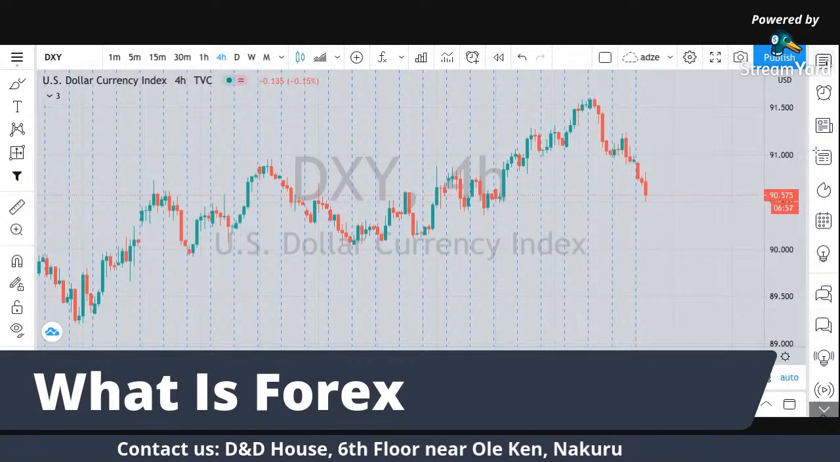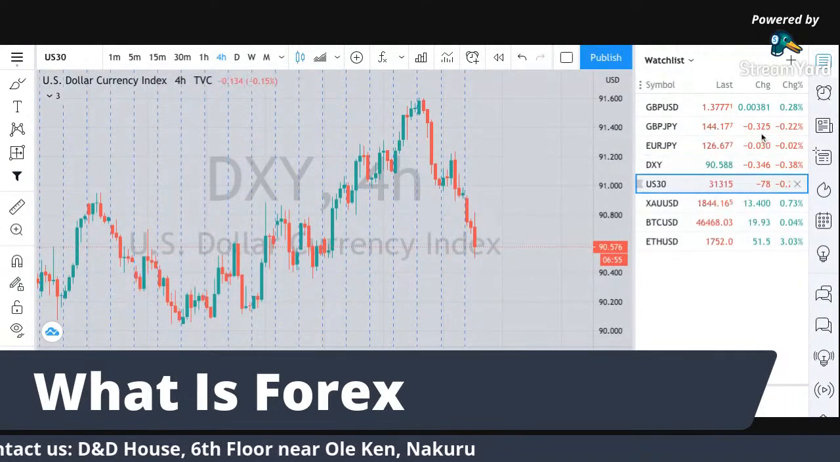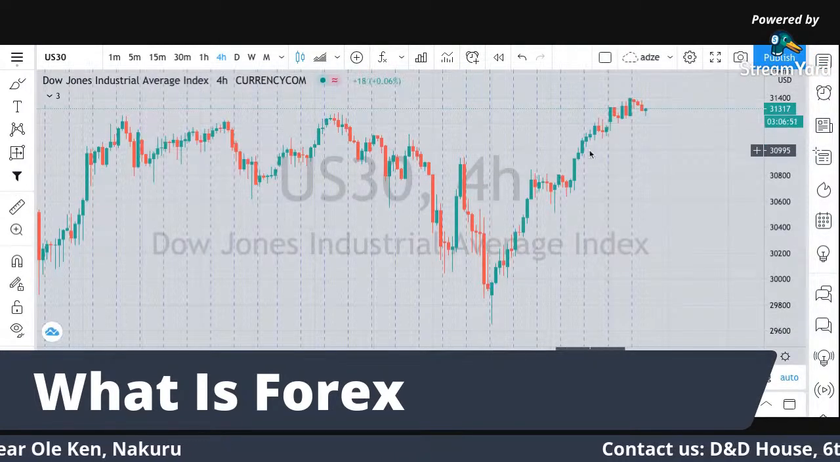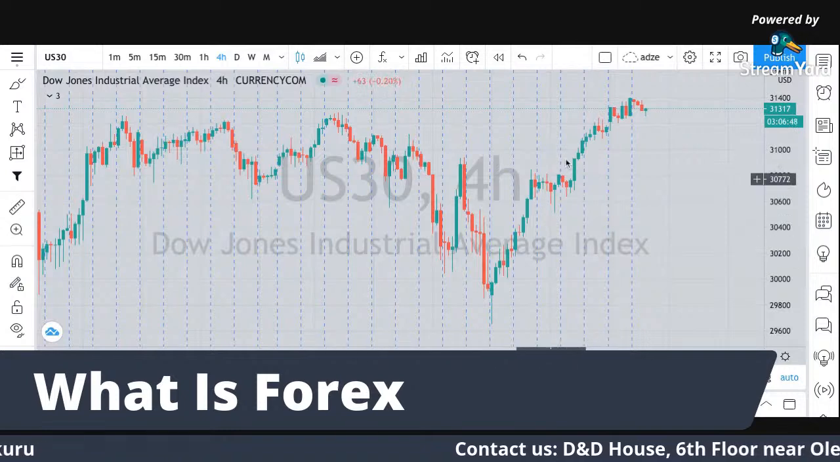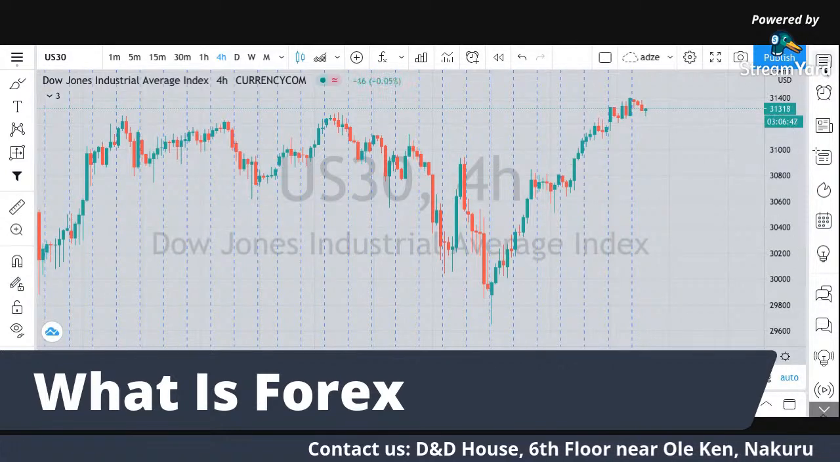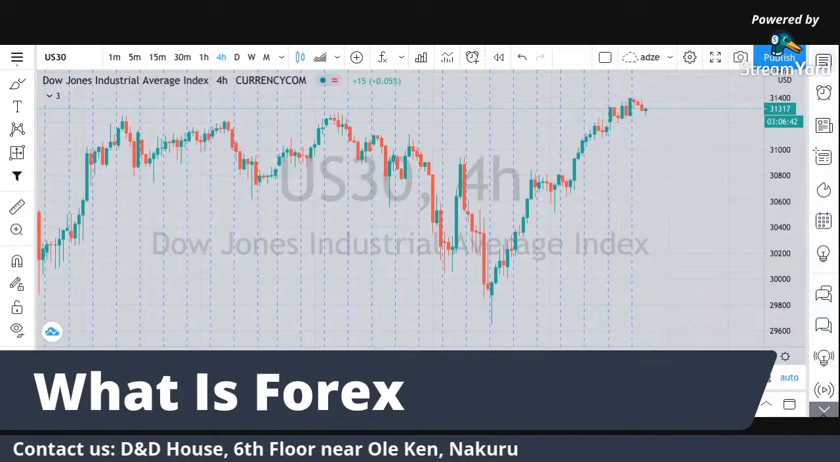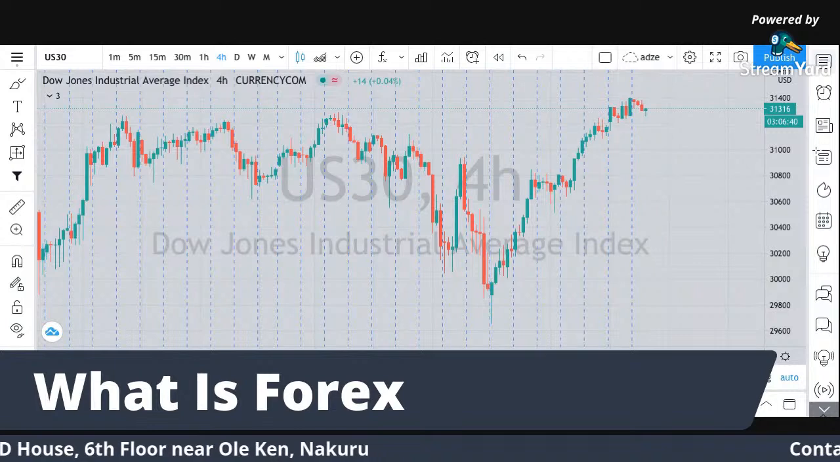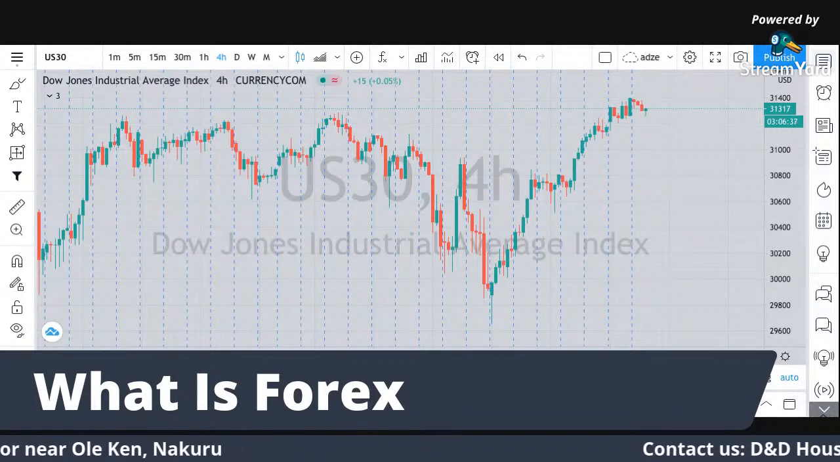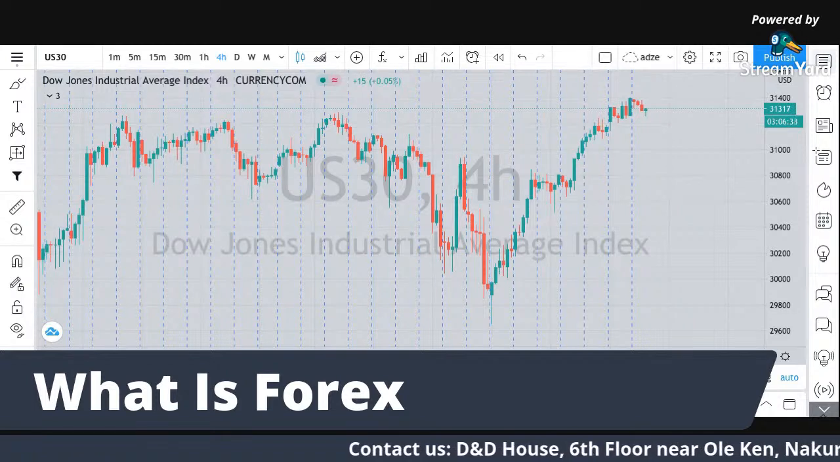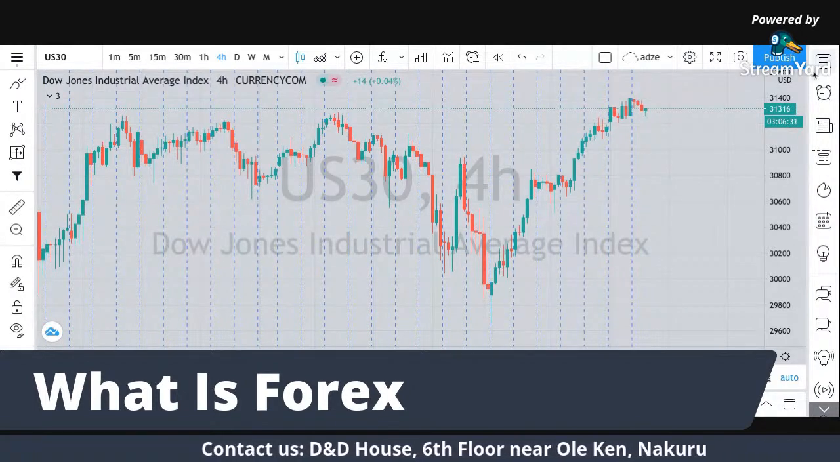Let's look at the US market. The Dow Jones must be running. Yeah, Dow Jones is inversely proportional to the dollar index. When the US market is doing good, that means people are willing to invest in US stocks and not in the dollar. So that's why you see prices.